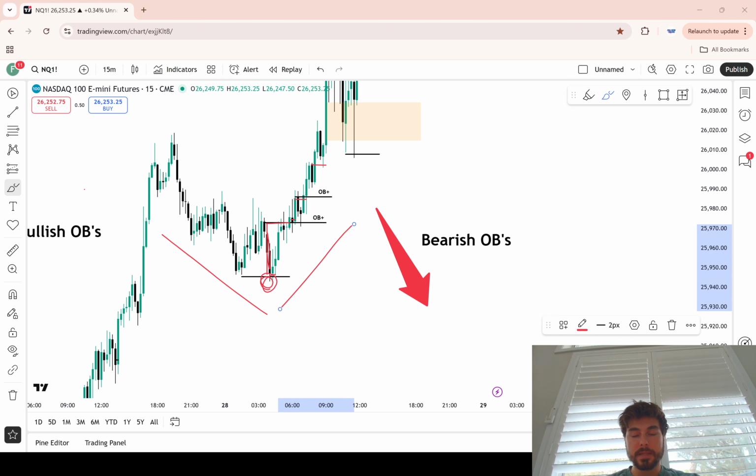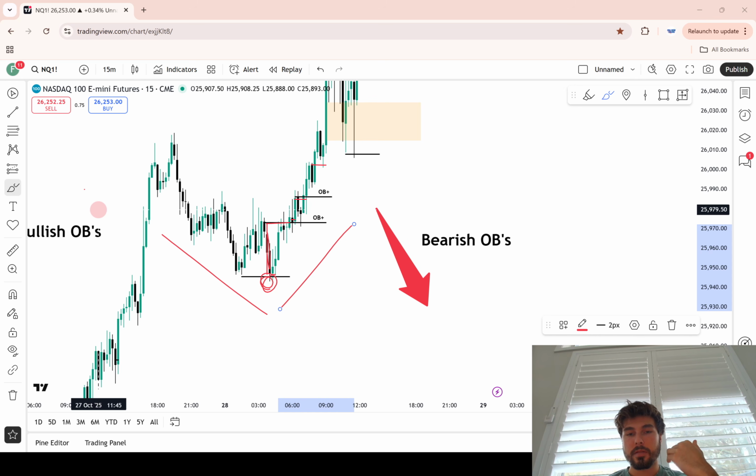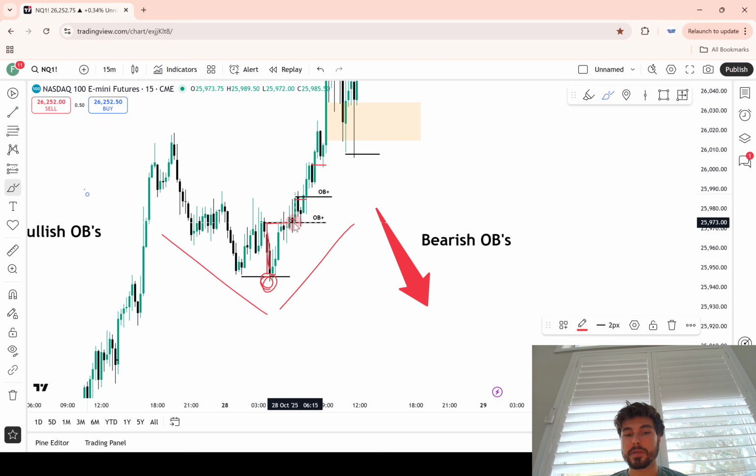So there's nothing confusing about it, a little bit, but they're exactly the same, right? So the change in the state is the very first order block. An order block is a change in the state, but everything after that is not a change in the state. So hopefully it didn't confuse you guys, but you get the gist, right? The first is a change in the state and an order block, but everything else is just an order block.